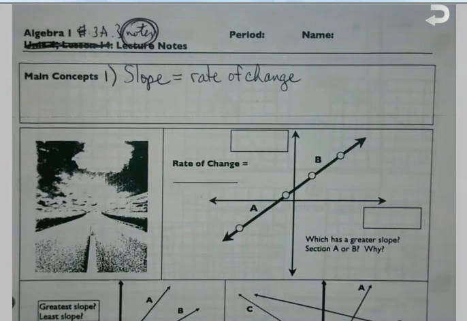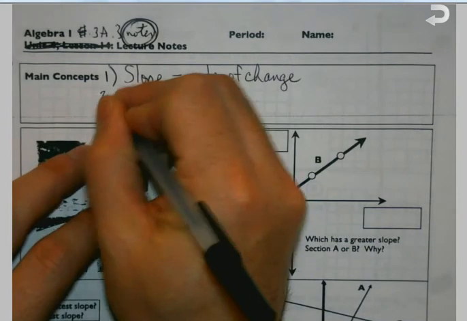Now that can be speeding up when you're driving in the car. That can be the amount of money you're making on something. If you're selling something and you can increase the price and your sales go up, that can be a rate of change. So it applies in a lot of places, not just two dots on a line that we're doing in math class.